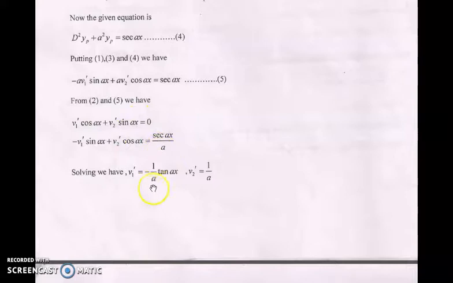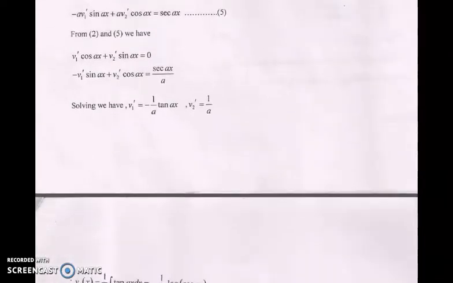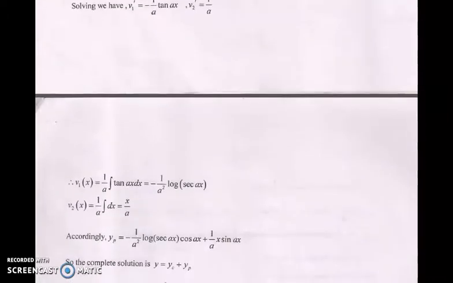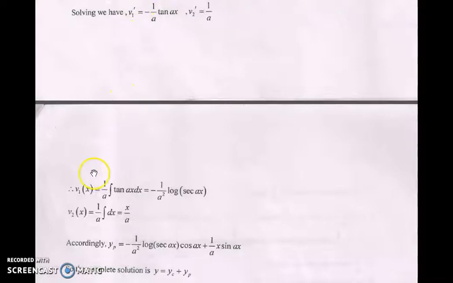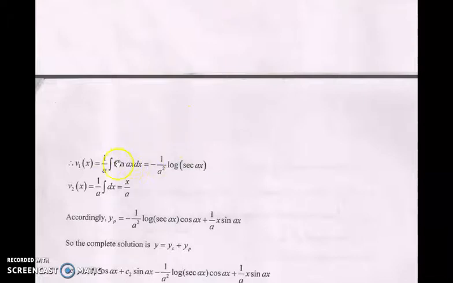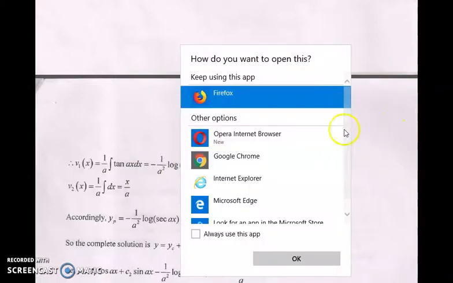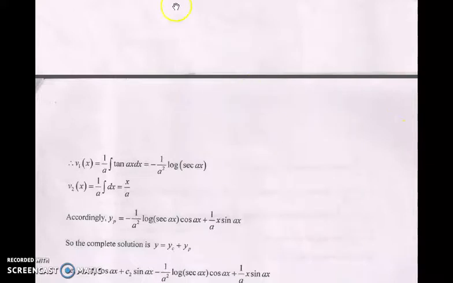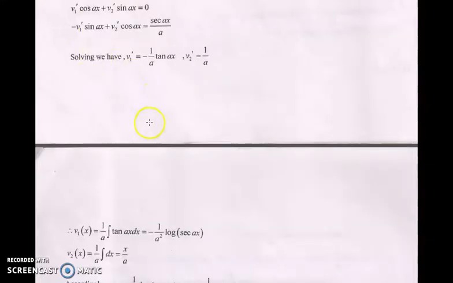When you solve these two equations, you find v1 dash is this and v2 dash is this. When v1 dash is this, v1 is the integration of this, 1 by a tan x. Integrating both sides, v1 is 1 by a integration of tan x.